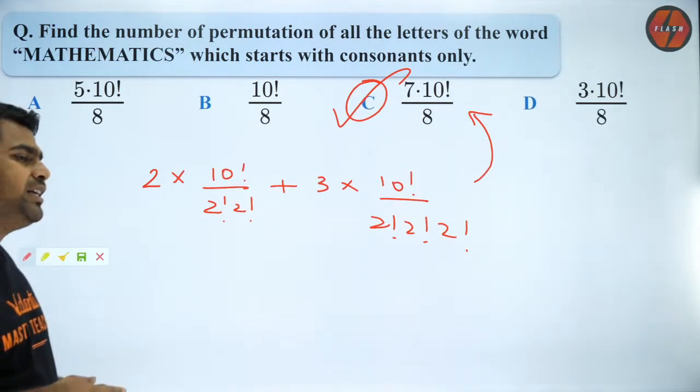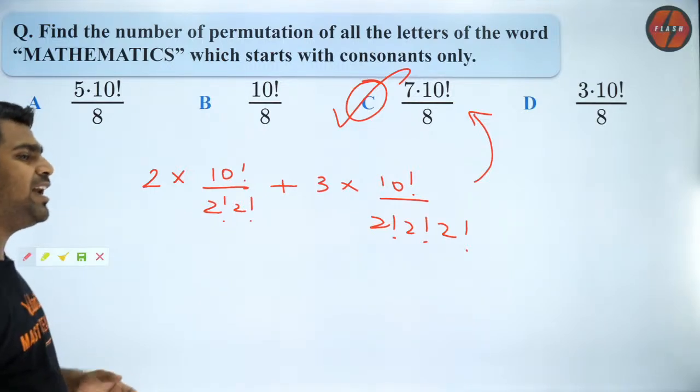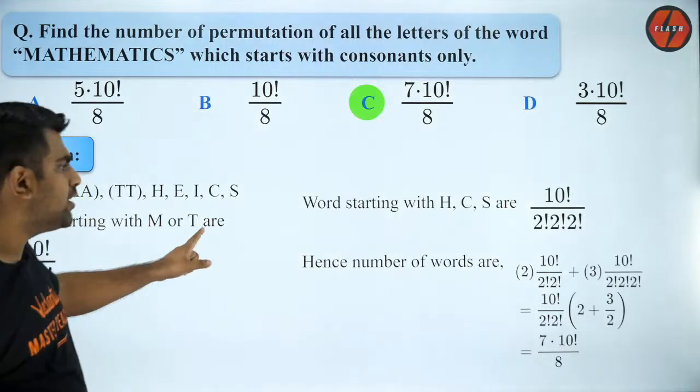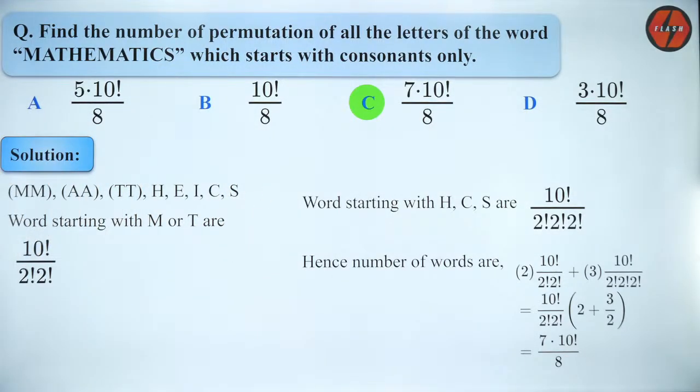Okay. Yes, Asim. I will explain it quickly once more. So listen carefully. Let me repeat it from here. First of all, Asim, do you agree? These are the collection of the letters. We have 2 M, 2 A's, 2 T's, and then we have H, E, I, C, S.